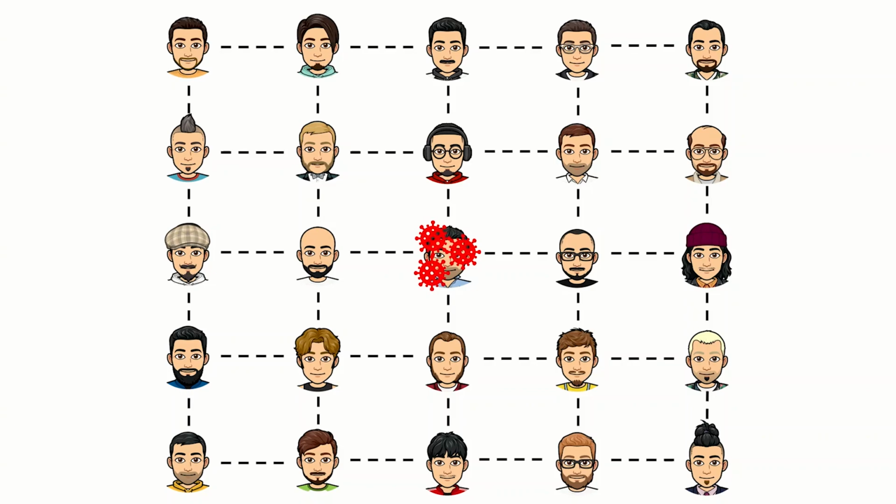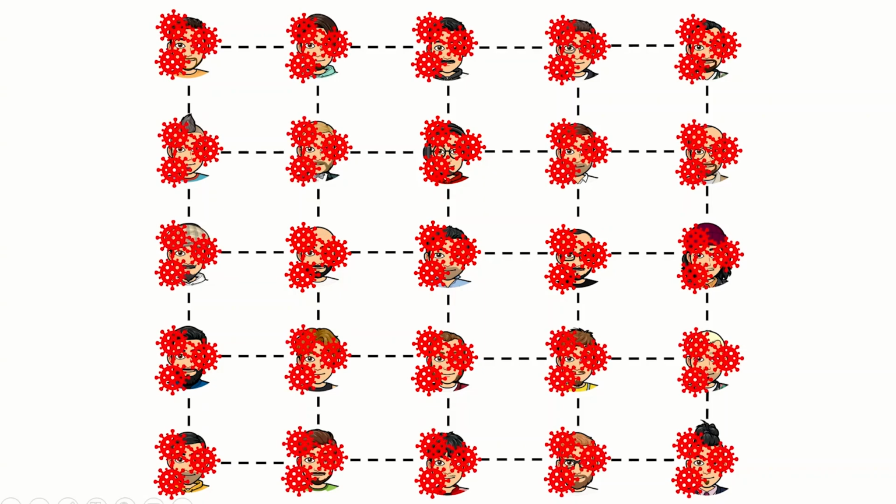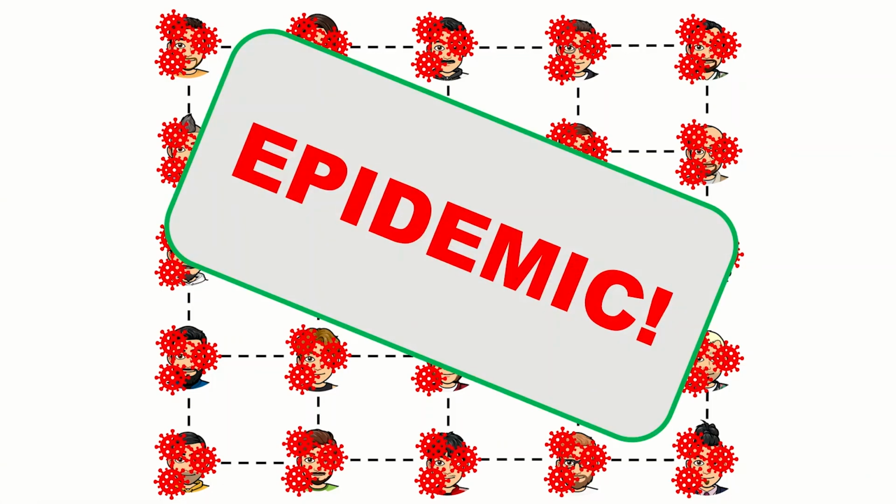Now as you can see, this person is going to transmit the virus to the people that he's in contact with. And those newly infected people are also going to infect their respective contacts. And as a result, this population is now dealing with an epidemic of this viral disease. Okay, well, that was pretty sad.